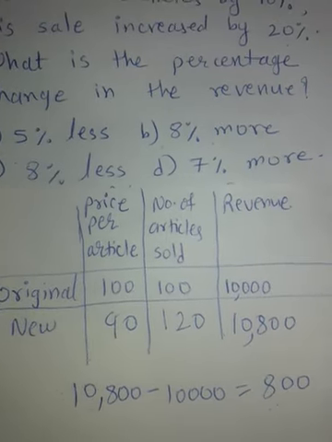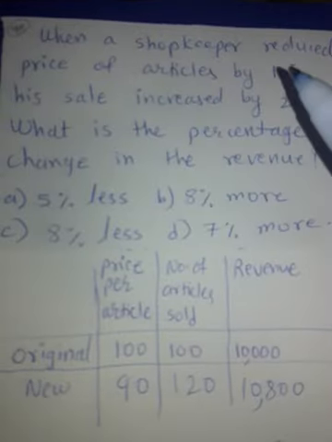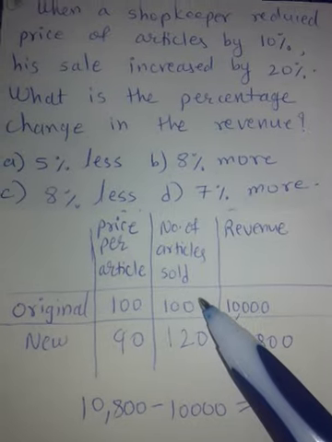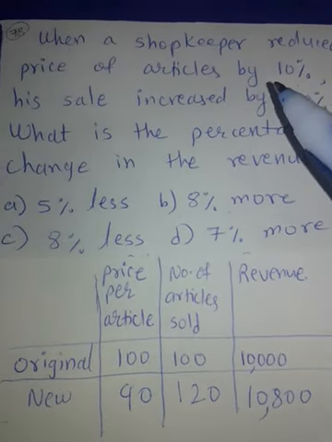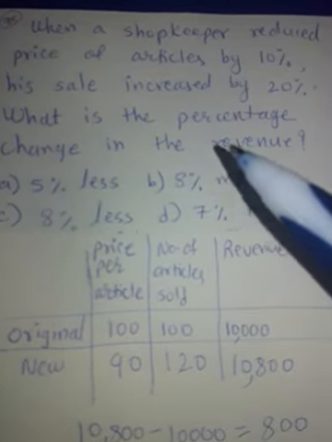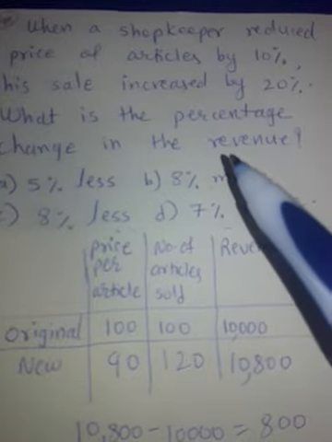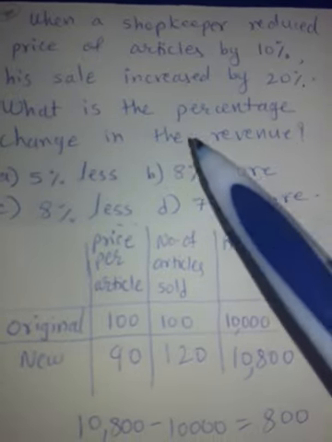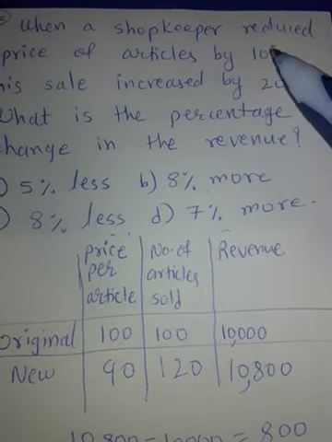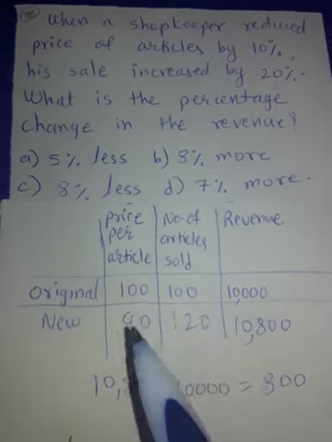So this is the answer. Did you get it? Since nothing was given to us, original price, original sale, nothing was given to us, we assumed it as 100. And since actual values are not given to us, we won't be able to find the actual increase in sale or revenue. We will be able to find only percentage change, because only percentage is given to us.